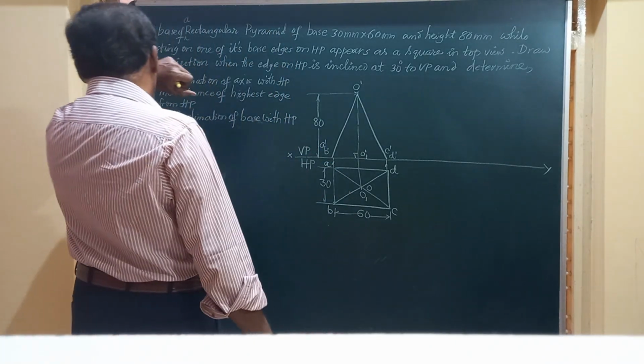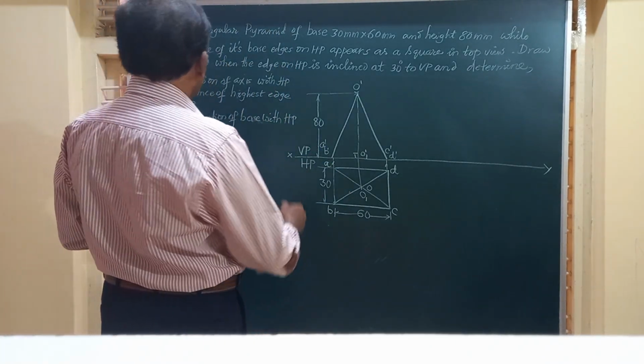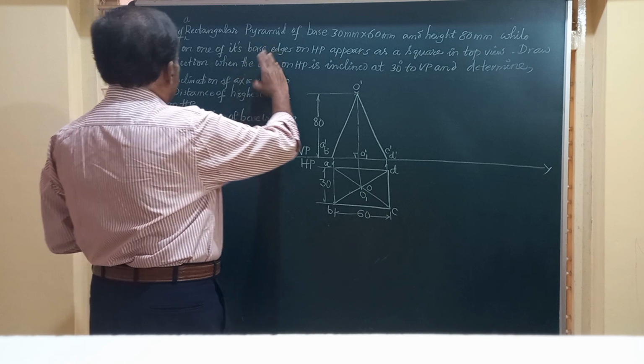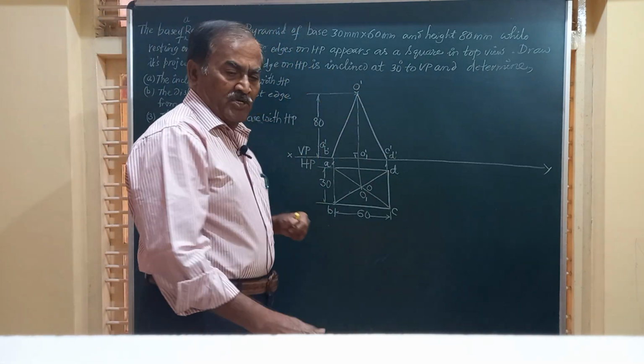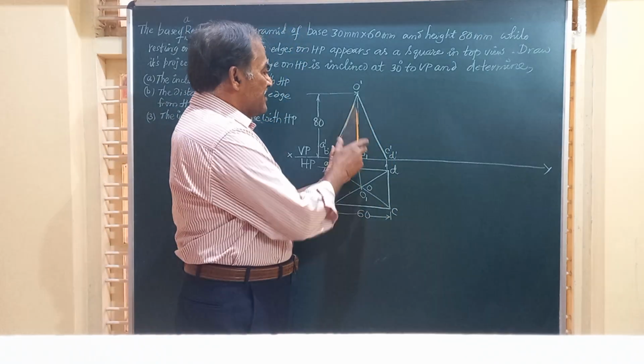Next, friends, he says the base of the pyramid, the rectangular pyramid, appears as a square in the top view. Now, friends, it is placed like this.